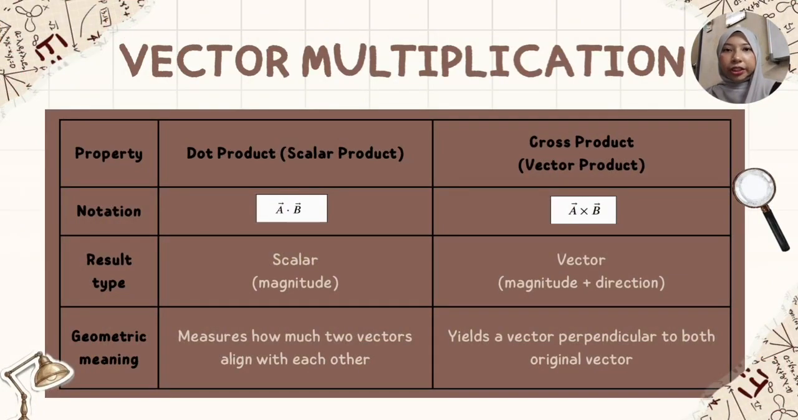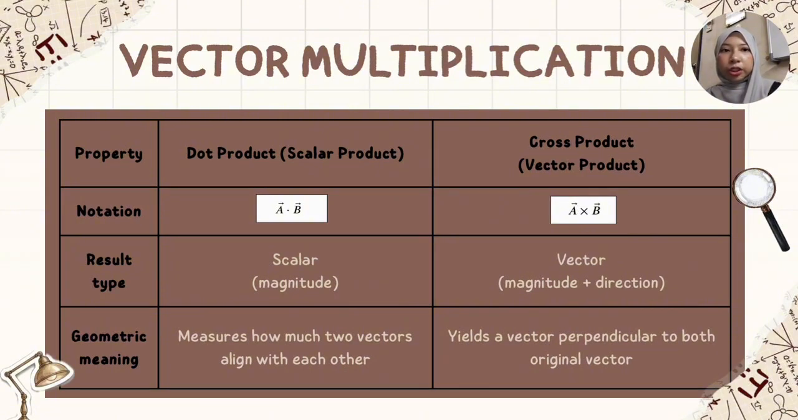For this slide, it introduces two types of vector multiplication, which are dot product and cross product. The dot product is written as A dot B equals AB cos theta, where A and B are the magnitudes of vectors A and B, and theta is the angle between them. The dot product gives a scalar quantity, which means it has only magnitude and no direction.